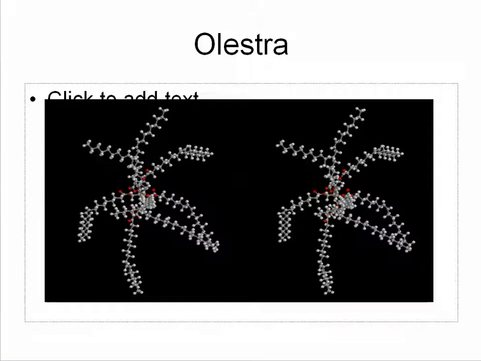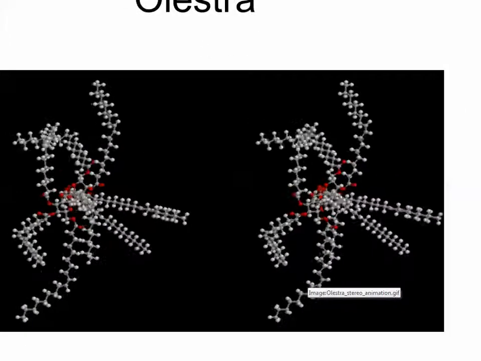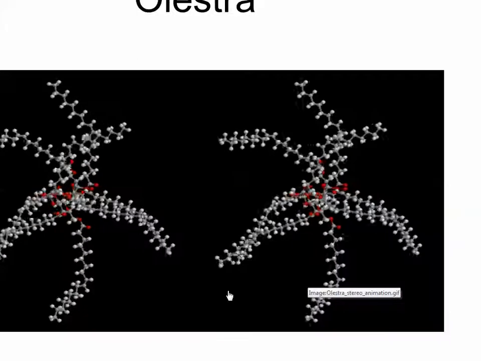So this is the structure for Olestra. It's actually the same structure on each side. They're just double dipped. And here's the 3D rotation for the Olestra molecule.